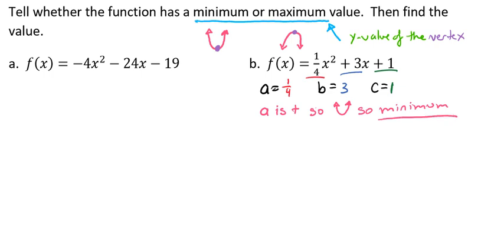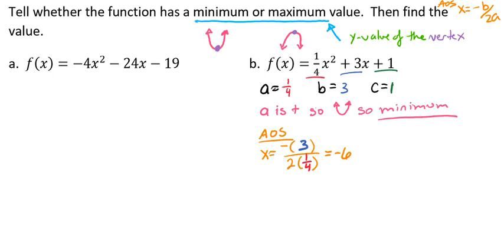Now we're ready to find the value of that minimum. So we begin by finding our axis of symmetry. And remember that our axis of symmetry equation is negative b over 2 times a. So we'll plug in the negative b value over 2 times our a value of 1/4. Now we're ready to plug this into our calculator to get an answer. When we do that, we get a value of -6.